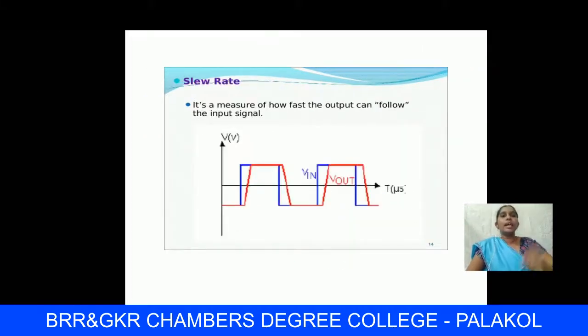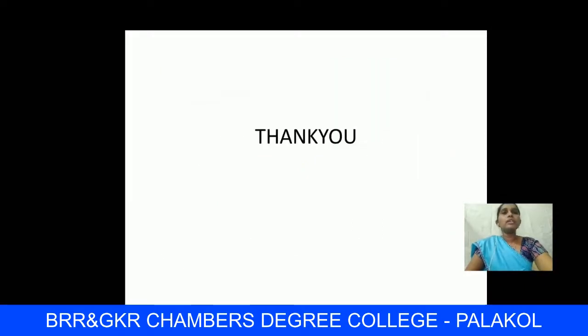Next, coming to the slew rate diagram. It is a measure of how fast the output can follow the input signal. That is called the slew rate. Likewise we have to write all the parameters of an operational amplifier.